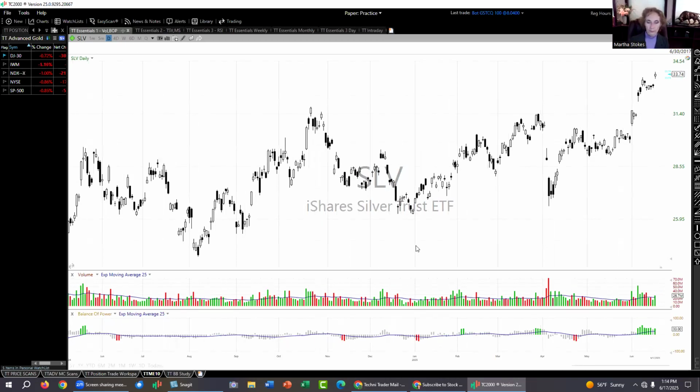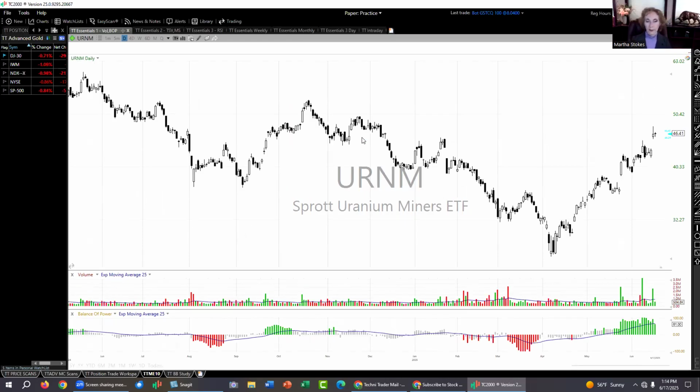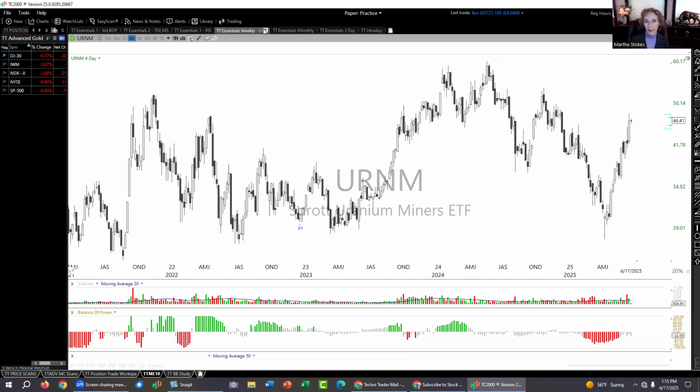Next one is URNM. Okay, we have a short-term bottom. This is also a uranium miners ETF. And this one looks much better. Why? Because there are not so many tiny gaps in between. It has been in a trading range. It's been trending down recently.